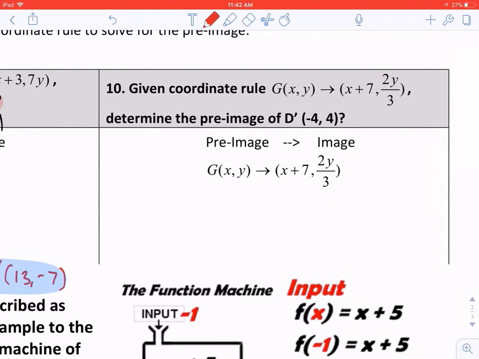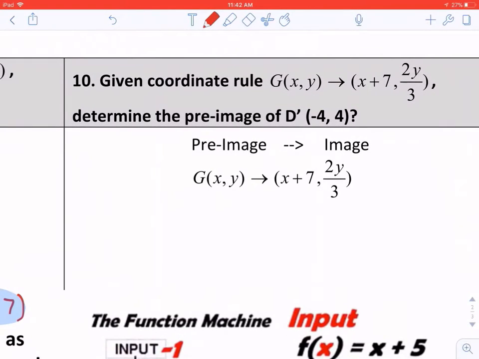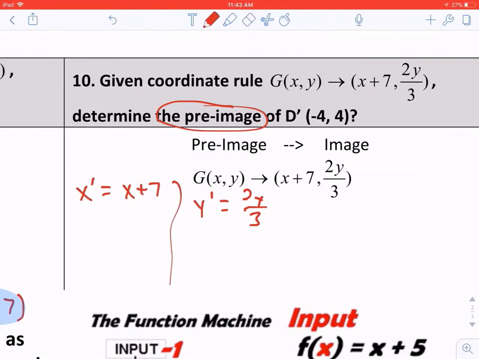I think we shall. I'm going to write down that x prime is x plus 7, and that y prime is 2y over 3. Look carefully. We're supposed to find the preimage. That's the original x and y value. We are given the image, which is x prime and y prime. So x prime gets replaced with negative 4. Y prime gets replaced with 4.